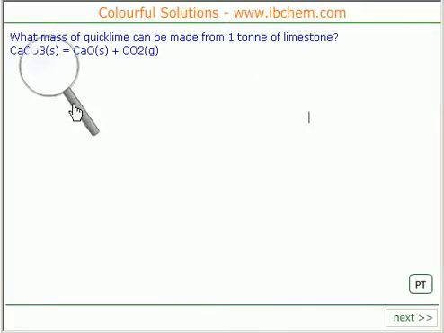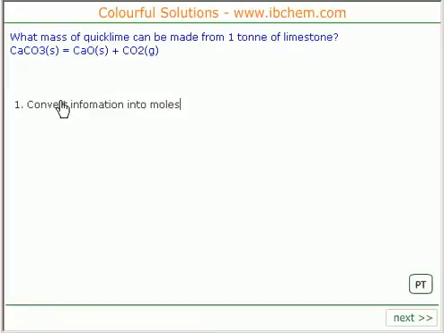Limestone is calcium carbonate. And we convert that into moles. To do this, we divide by the relative molecular mass. So step 1, we convert information into moles. Now, to convert information to moles, we have to divide by the relative molecular mass.